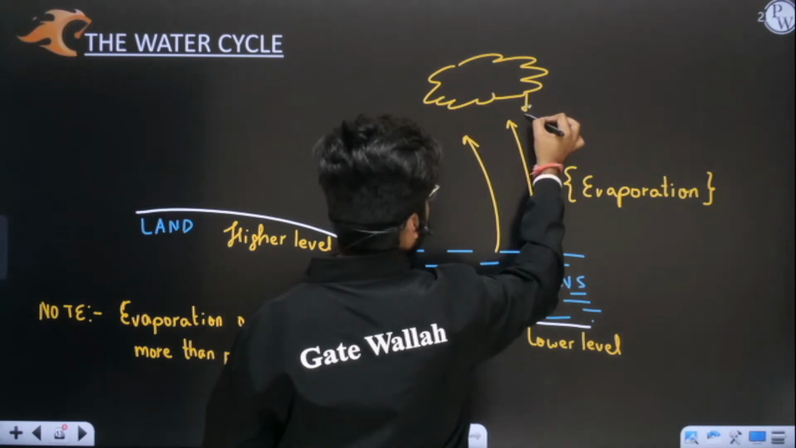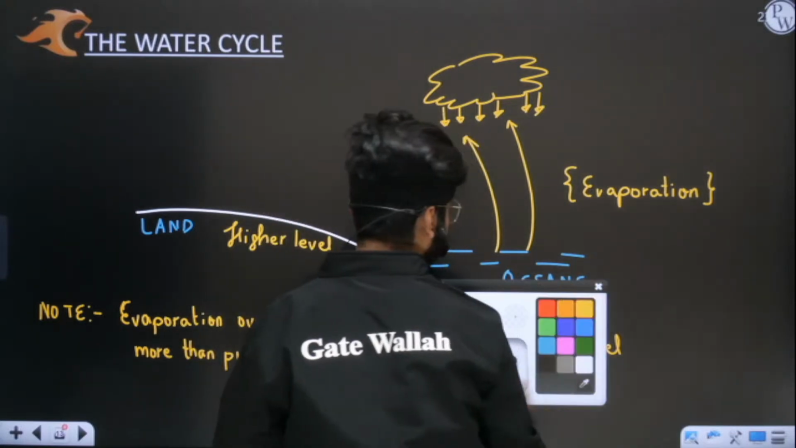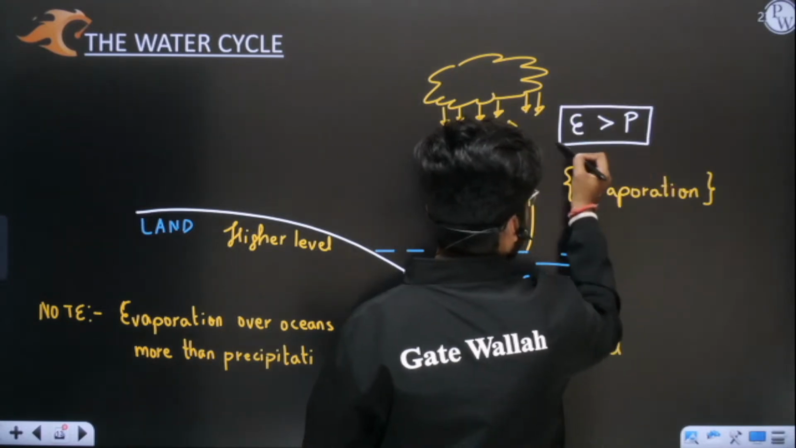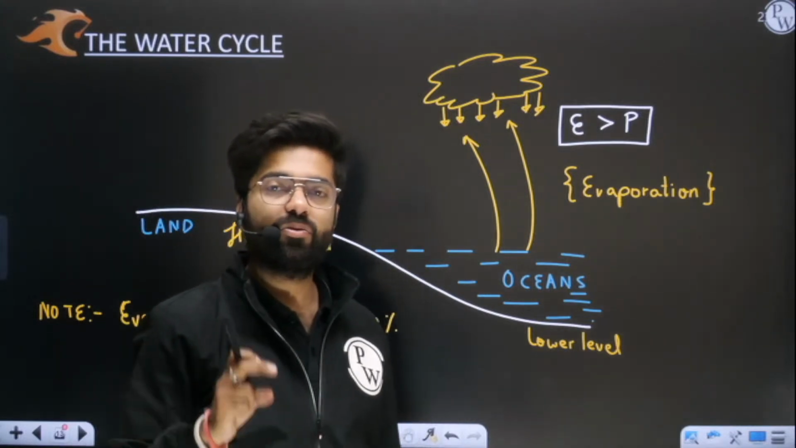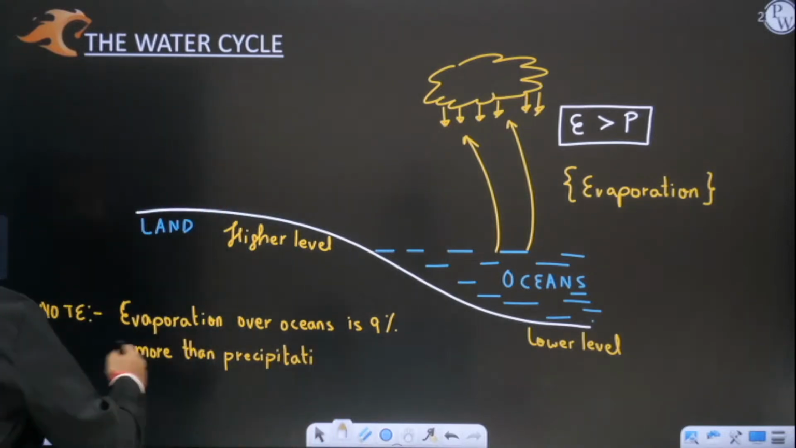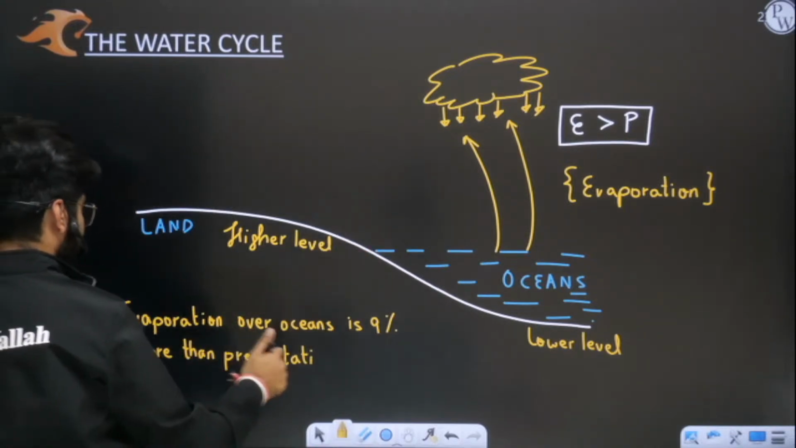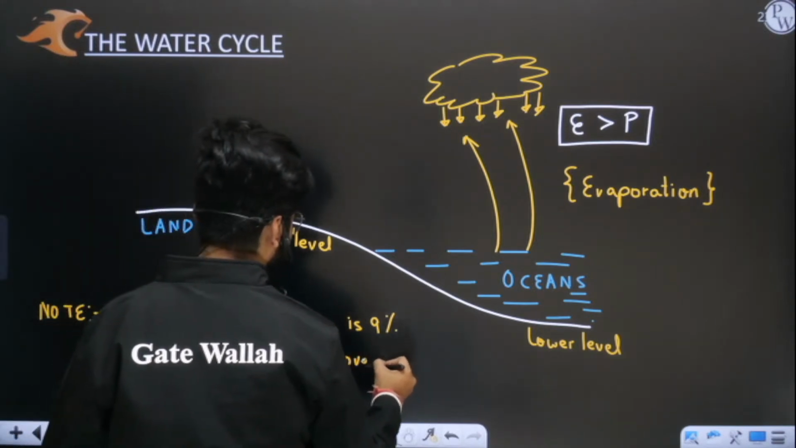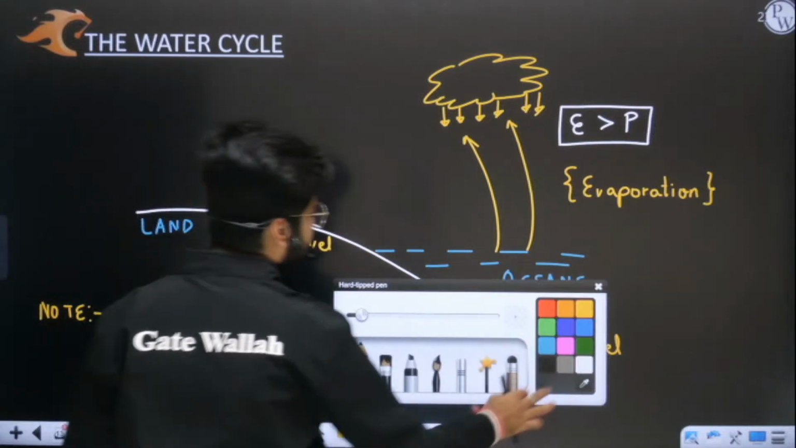See, some water will fall back also. Evaporation is more than precipitation over the oceans, which simply means water is going away from oceans. Net conclusion is that more water is getting out of your oceans, around 9% more. See, rainfall is also happening, but in less quantity. So evaporation is more over oceans, and this 9% of water is ultimately moving out from oceans and falling on the land masses.